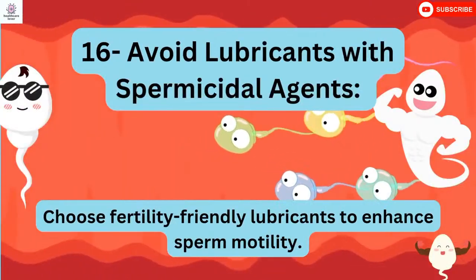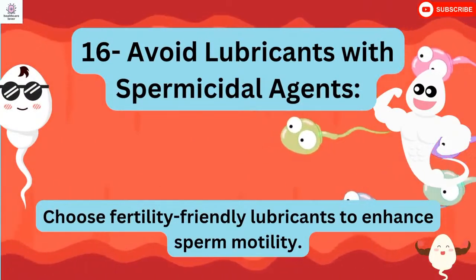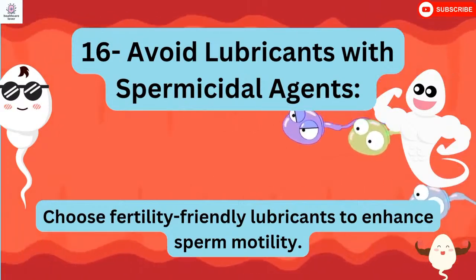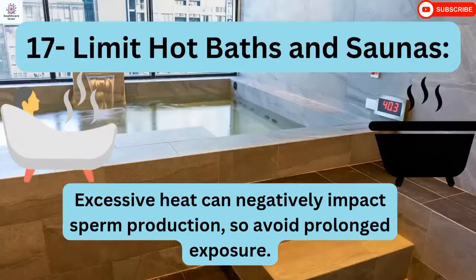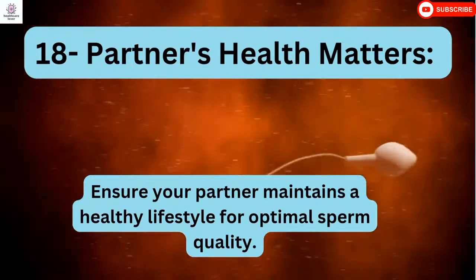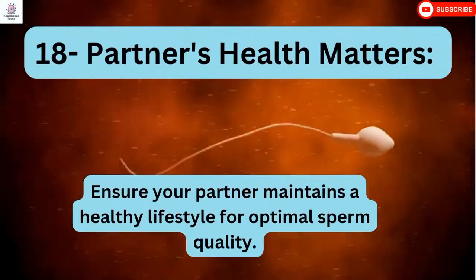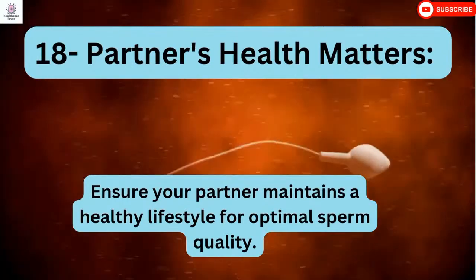16. Avoid lubricants with spermicidal agents. Choose fertility-friendly lubricants to enhance sperm motility. 17. Limit hot baths and saunas. Excessive heat can negatively impact sperm production, so avoid prolonged exposure. 18. Partner's health matters. Ensure your partner maintains a healthy lifestyle for optimal sperm quality.